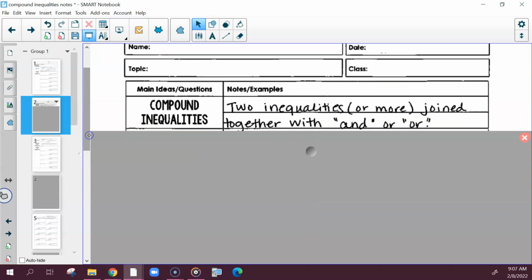The compound inequalities are two inequalities or more. We're only going to deal with two. Join together with an and or an or.